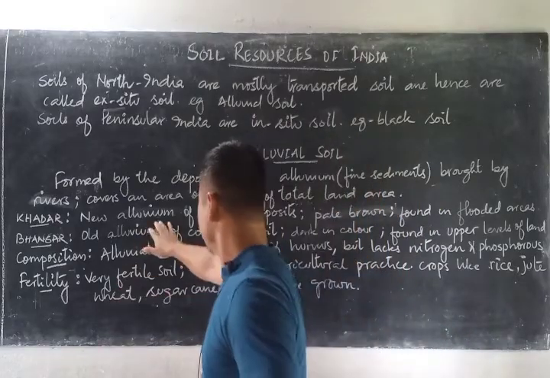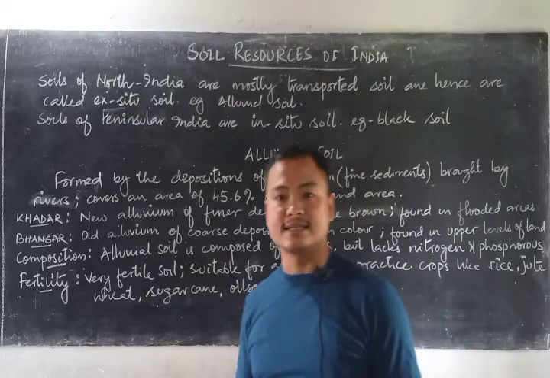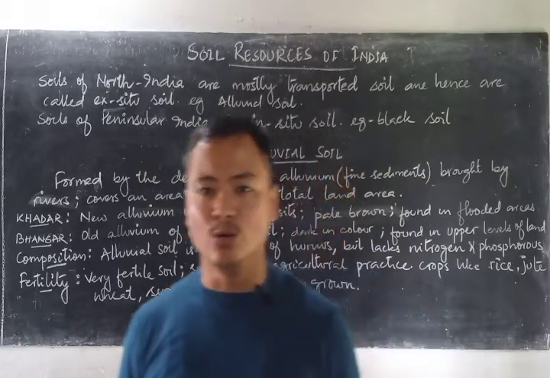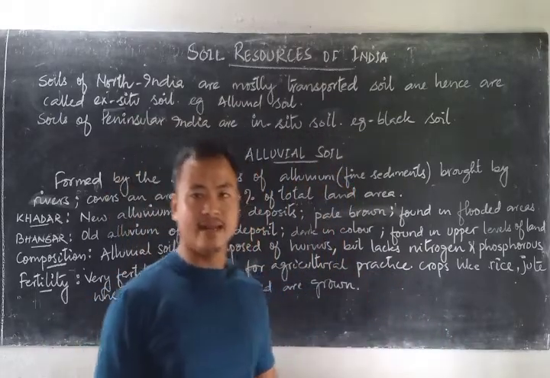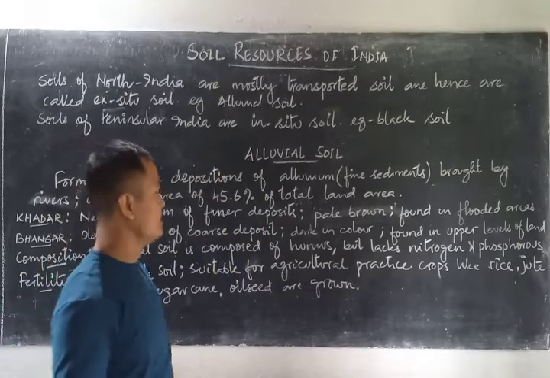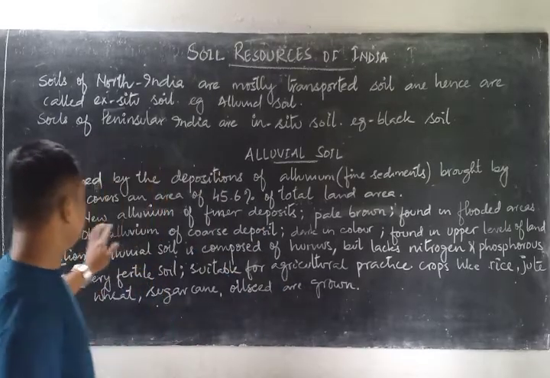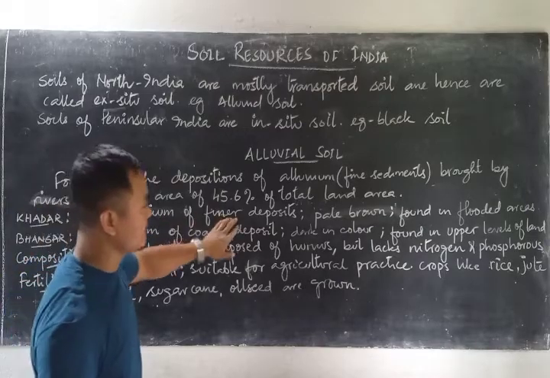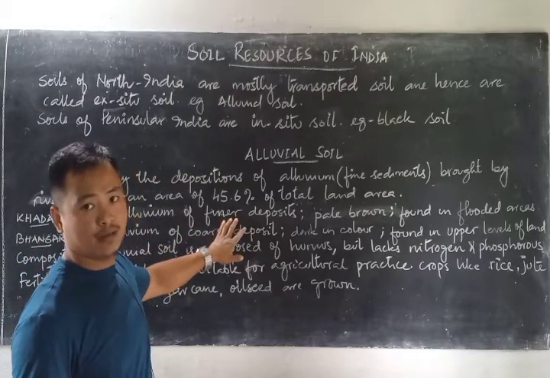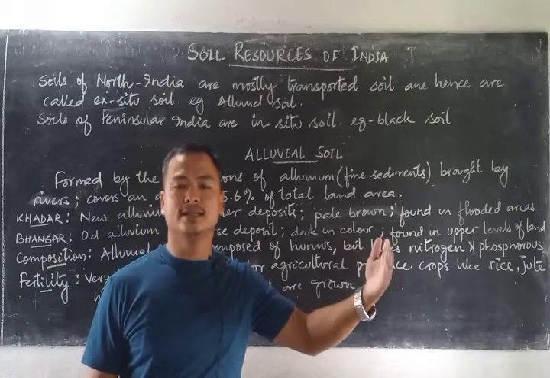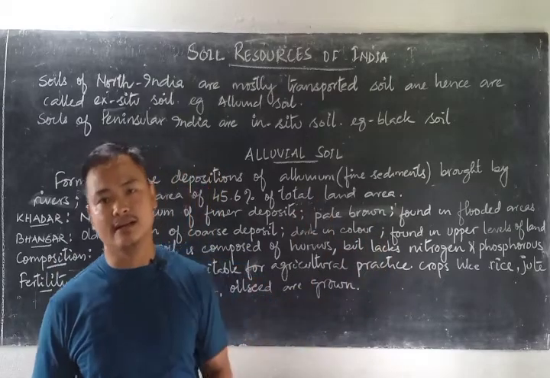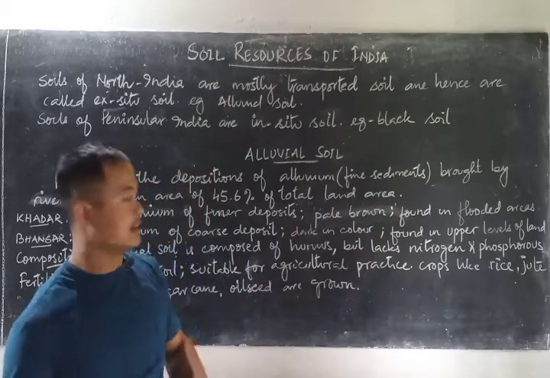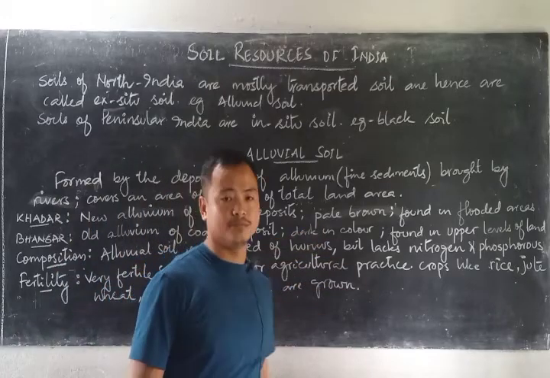Khadar is the new alluvial soil that frequently gets deposited because it is located in the low-lying regions of the flooded areas. Hence, khadar is the newer alluvial soil of finer deposits, which are repeatedly deposited in the low-lying flooded areas. And the color is mostly pale brown.